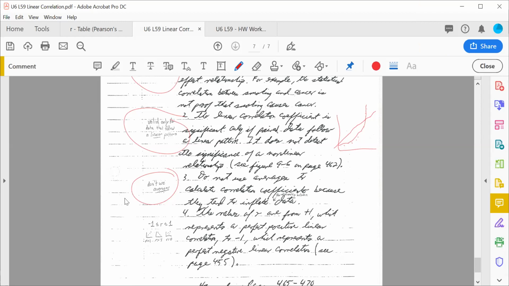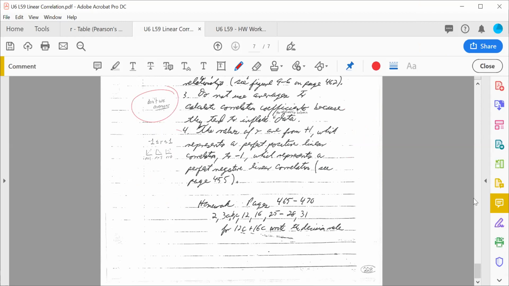And last but not least, this is the most important one, as a matter of fact. There are 3 extremes. In general, R is always going to be a decimal between -1 and +1. What will it look like at the 3 extremes? Well, what if R equals -1? What would the scatter plot look like? What if R equals +1? What would the scatter plot look like? And in between the two, what if R equals 0? What would the scatter plot look like?